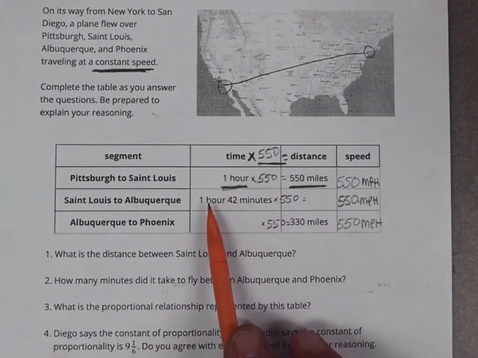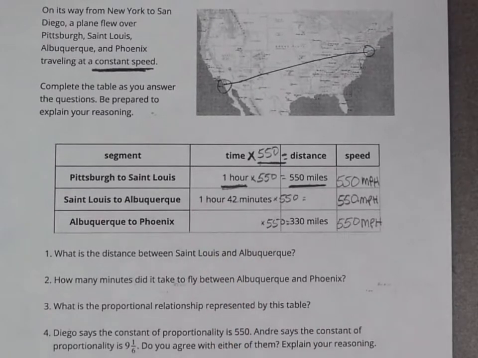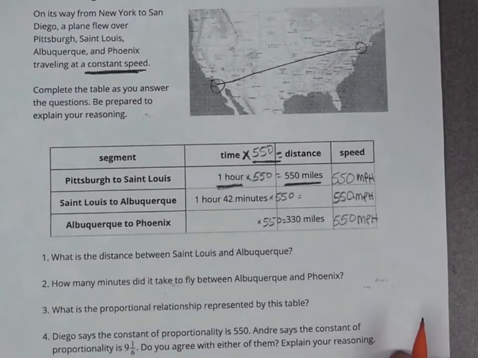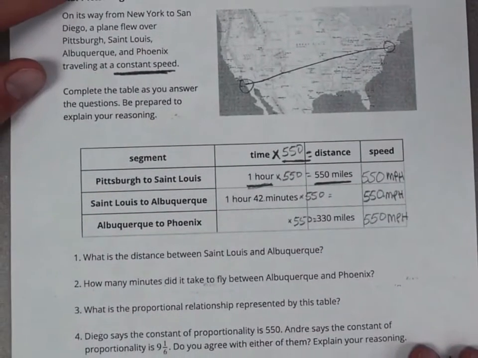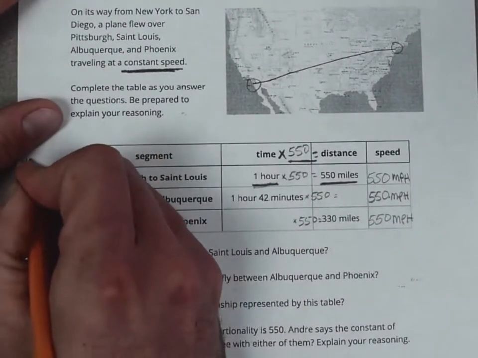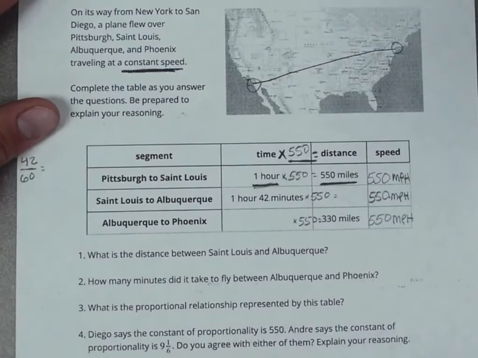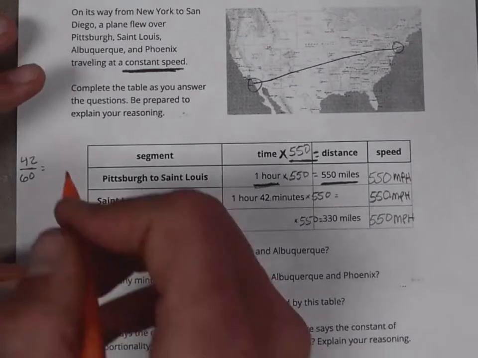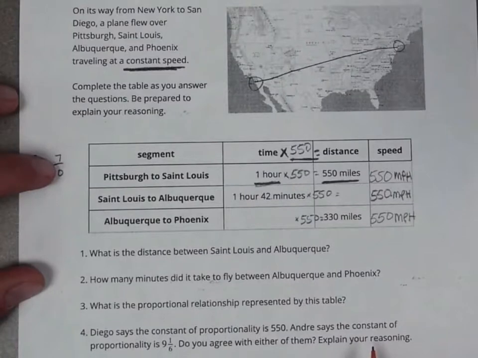So we need to convert 1 hour, 42 minutes into a number of hours. So it's going to be 1 point something hours. 42 minutes is a fraction of an hour. Now, how many minutes are there in an hour again? 60. So we know that 42 minutes is 42 out of 60. Now that fraction can be reduced, and if I were to reduce it, it would actually be 7/10. So we know that 42 minutes is 7/10 of an hour.